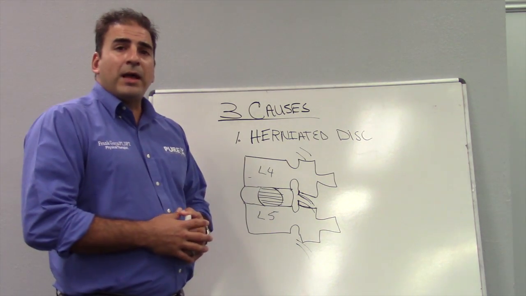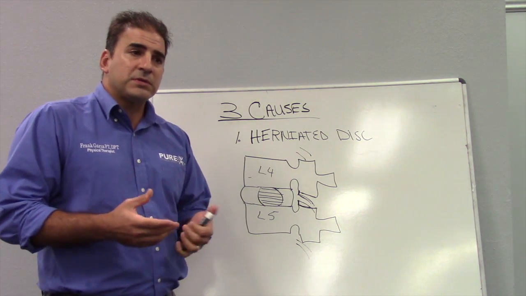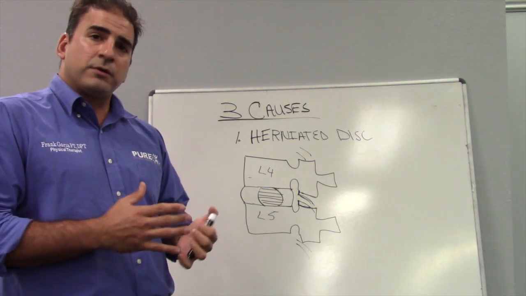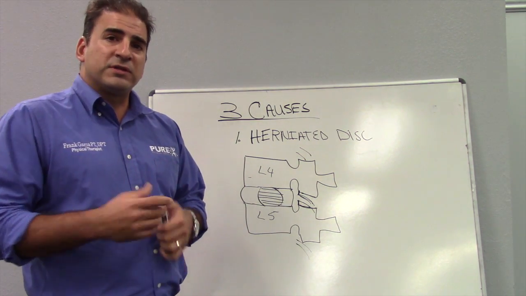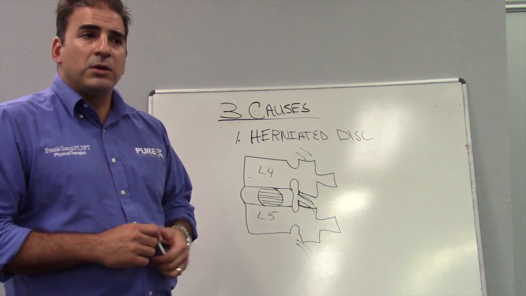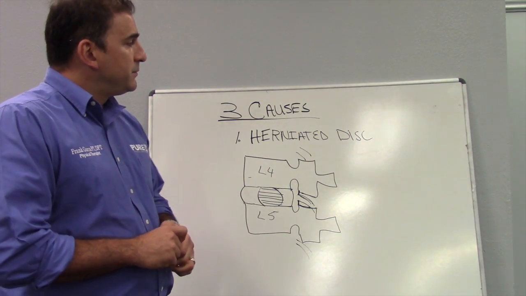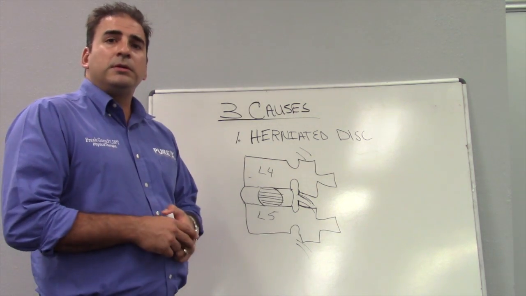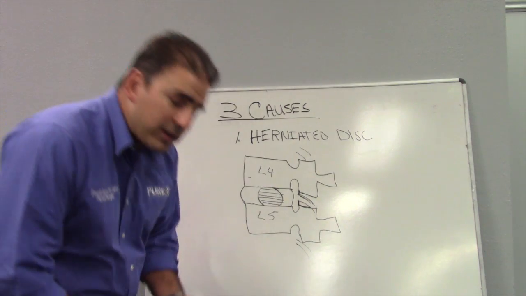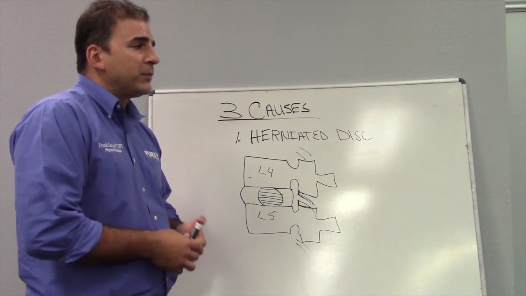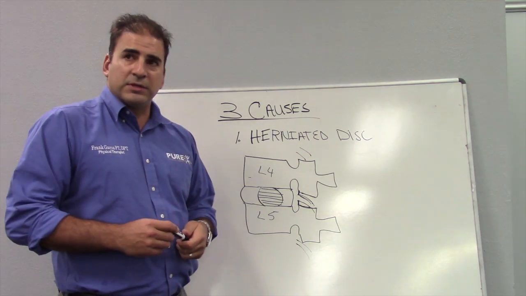Now, how does this happen? How does one get a herniated disc? Well, it happens a lot of the time in younger individuals that have participated in some sort of traumatic event or have been involved in a motor vehicle accident. So usually trauma in younger individuals. However, repetitive bending can also compromise the disc and lead one to have disc problems.